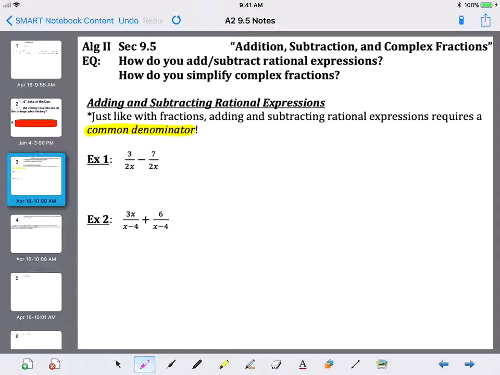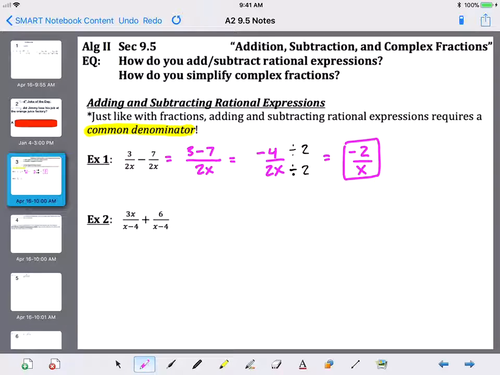In example 1, notice that our denominators are both 2x. So since that's the case, our answer is going to have a denominator of 2x. Then we simply just do the operation in the numerator. In this case, subtract 3 minus 7. And 3 minus 7 is negative 4 over 2x. And notice both the numerator and the denominator can be divided by 2. So we always want to simplify our final answer. And we would get negative 2 over x.